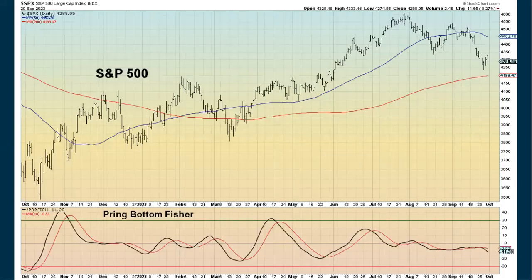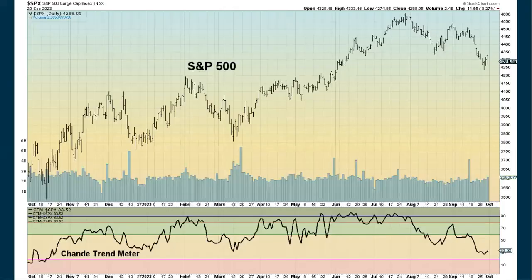We also have the Pring bottom fisher. When the black line crosses back above the red line, that gives a buy signal. We don't use this for sell signals at all. Then we have the Sean trend meter, and when it's in this kind of yellow, sickly looking area of color here, that's more neutral. And we have been going down, so this has more of a negative slant to it.